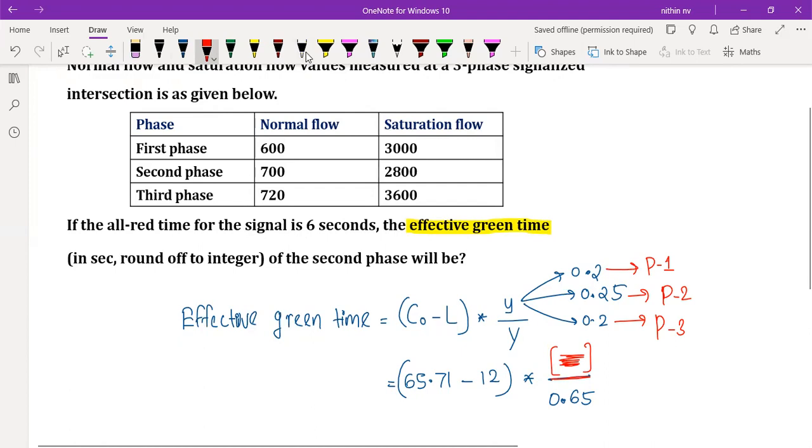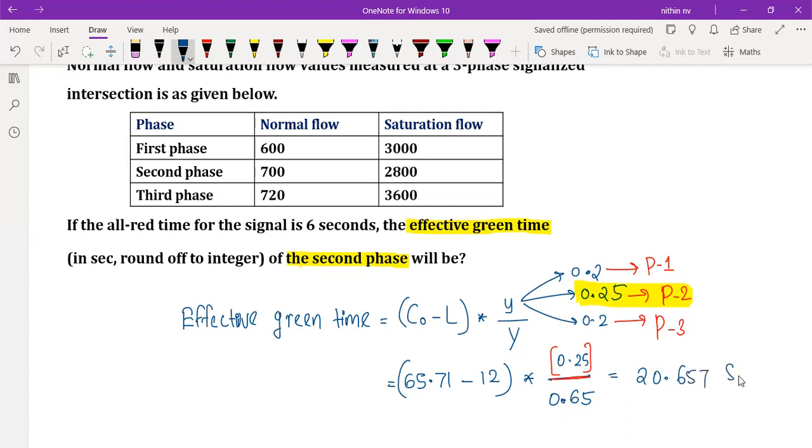Now here, whatever phase they are asking in the question, look at the question properly. Effective green time of the second phase, which means they are asking you for the second phase. Second phase, how much will be the effective green time? Then what value are we going to substitute there? Yes, there you go. 0.25 you need to substitute. Understood? Then you are going to get a value of 20.657 seconds as the answer. Now round off to integer, so you can round off to around 21 seconds.